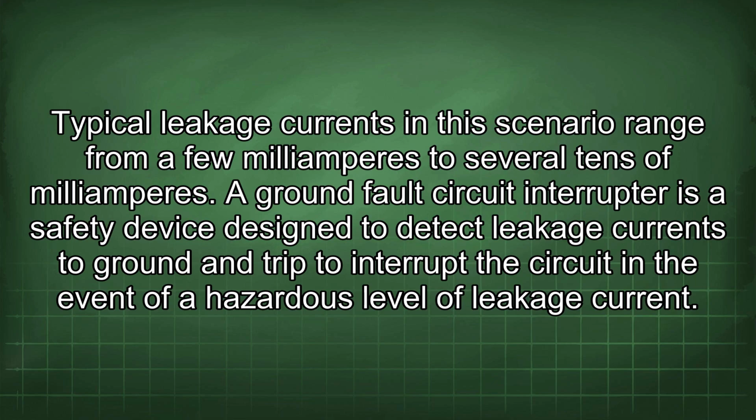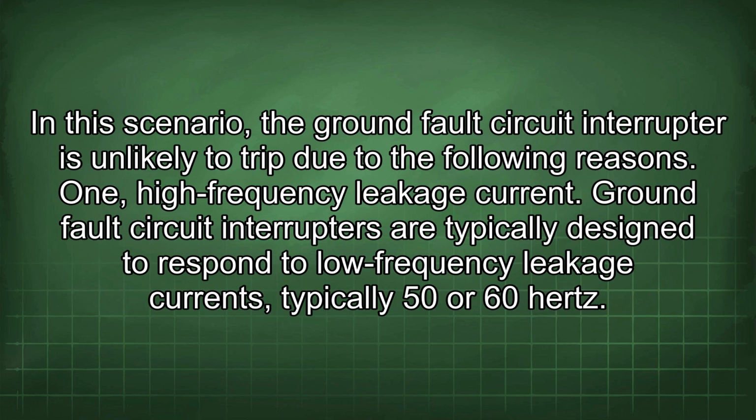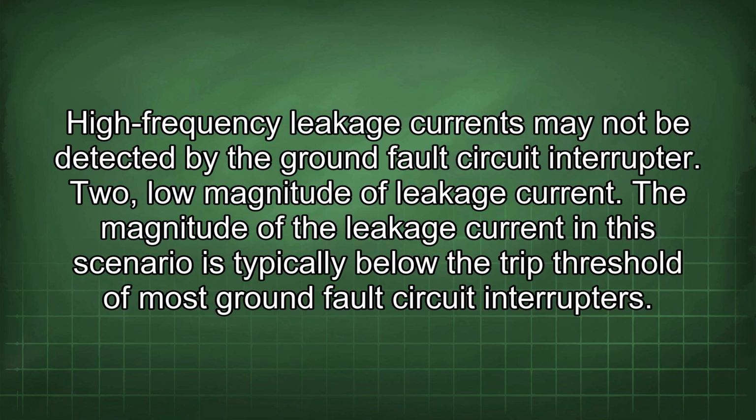A ground fault circuit interrupter is a safety device designed to detect leakage currents to ground and trip to interrupt the circuit in the event of a hazardous level of leakage current. In this scenario, the ground fault circuit interrupter is unlikely to trip due to the following reasons. 1. High-frequency leakage current. Ground fault circuit interrupters are typically designed to respond to low-frequency leakage currents, typically 50 or 60 Hz. High-frequency leakage currents may not be detected by the ground fault circuit interrupter.